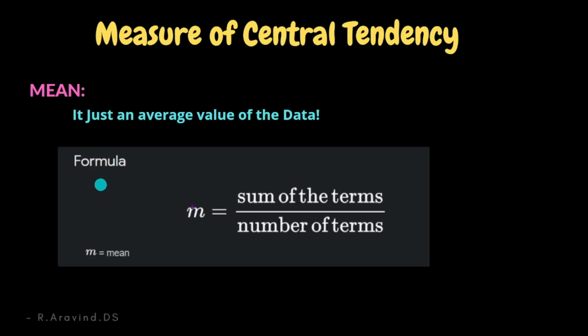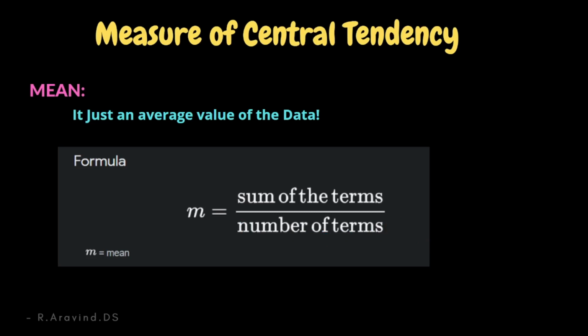So the formula is like M. M is for mean, and it is the sum of the terms divided by the number of terms. What is the sum of terms actually? Sum of the terms means summing all the data that you have. So the number of terms is often referred to as normal n. It is often referred to as n, the number of terms. Like if you have 20 data points, then 20 is the total number of terms.